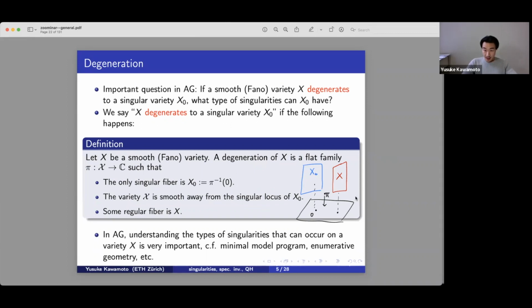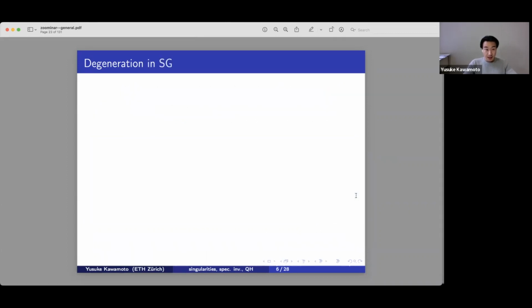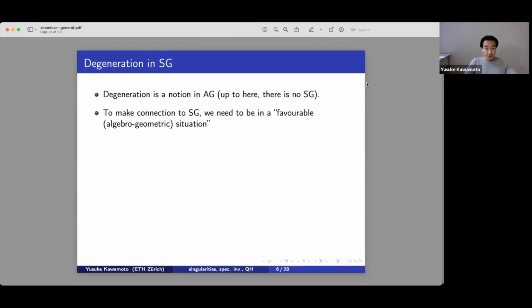So up to now, we haven't discussed symplectic geometry. This is just algebraic geometry. So how do you get anything symplectic from this? You need to be in a favorable situation.